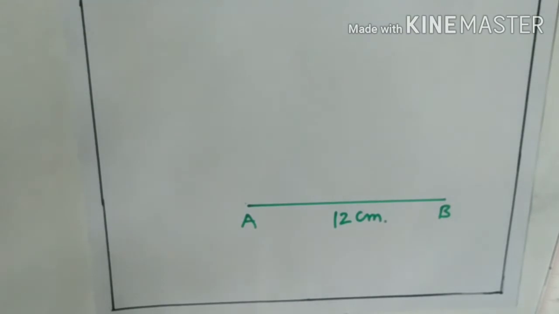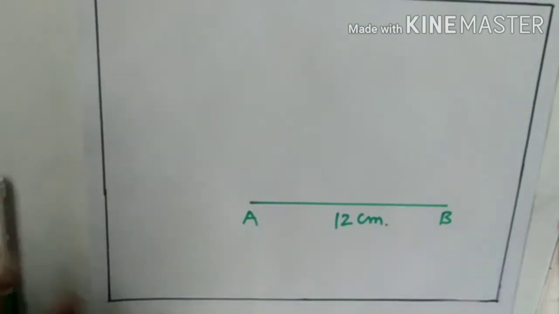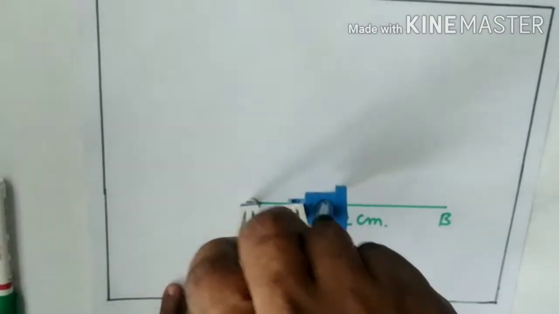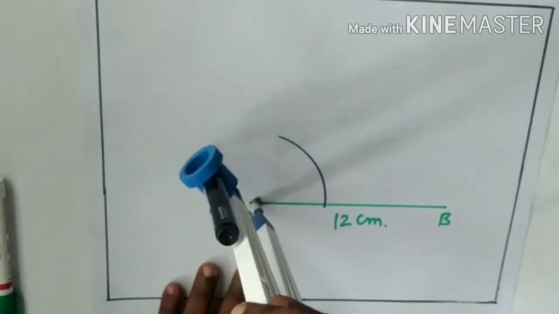Now, first of all, 90 degrees you need to construct. Already we learned how to construct 90 degrees, right? By drawing perpendicular lines. Once again, you should do that 90 degrees line. You can learn once again.